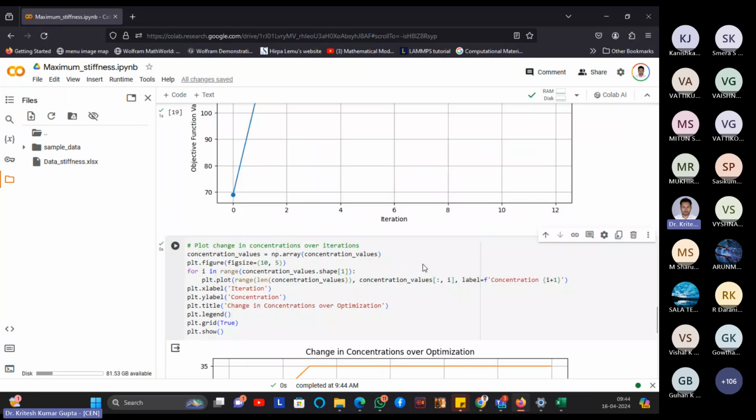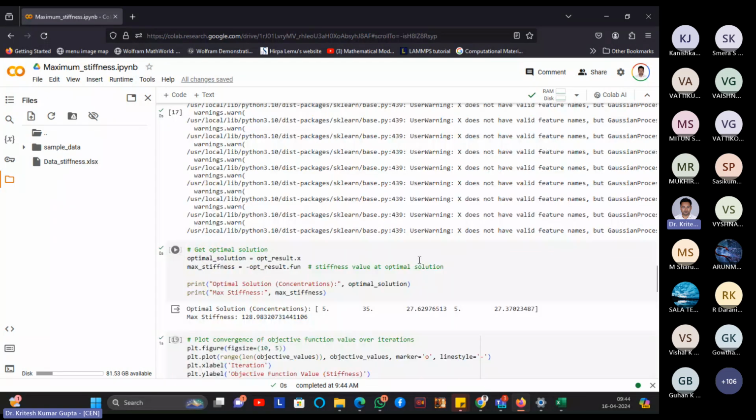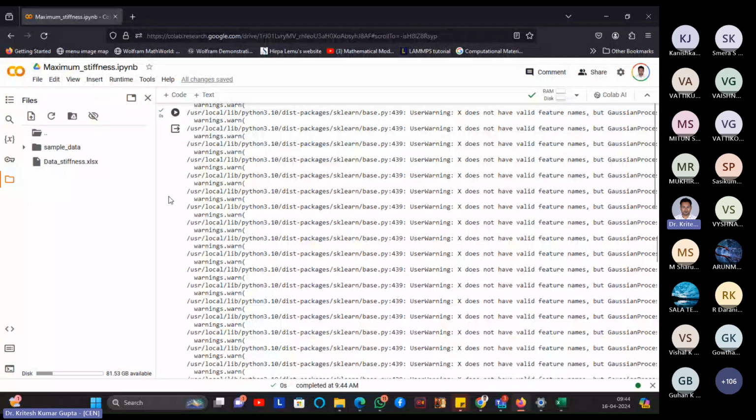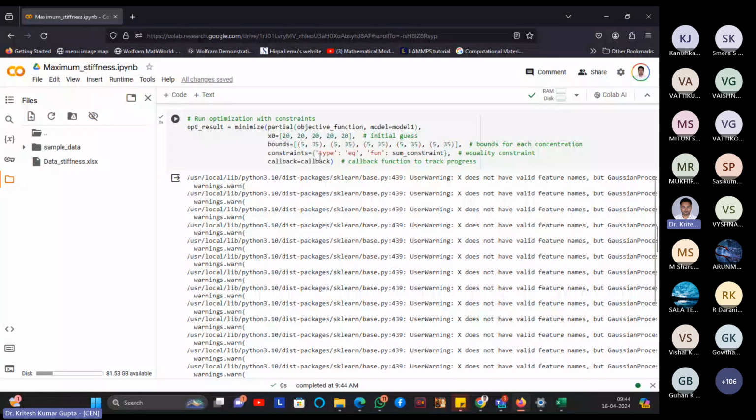Okay. So that's how you implement your machine learning model. Here what I did, I used the generalization capability of the machine learning model to perform the optimization process.